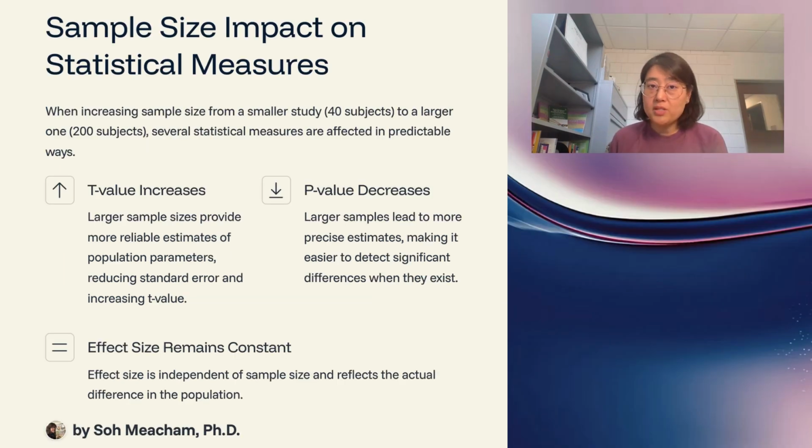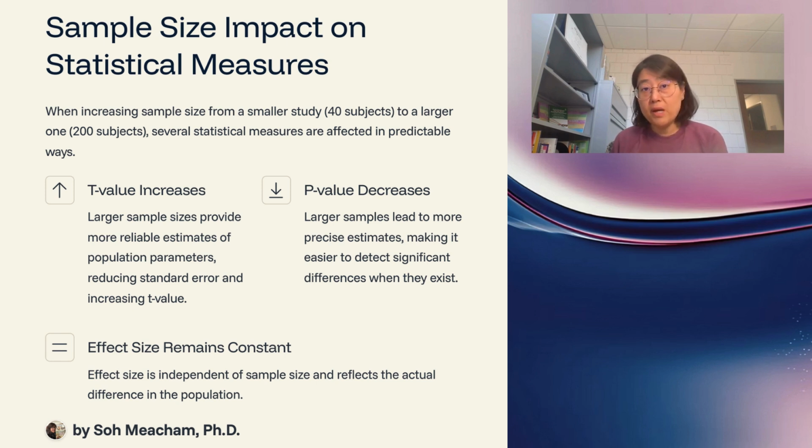Let's start with the concept of sample size and its impact on statistical measures. When we increase the sample size from a smaller study, such as one with 40 subjects, to a larger study with 200 subjects, several things happen. Firstly, the t value, which is a measure used in hypothesis testing, is likely to go up. This is because larger sample sizes tend to provide more reliable estimates of the population parameters, reducing the standard error and increasing the t value.